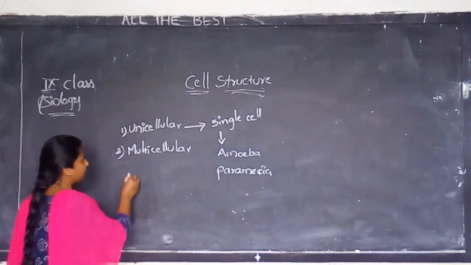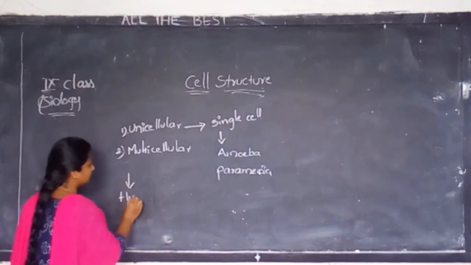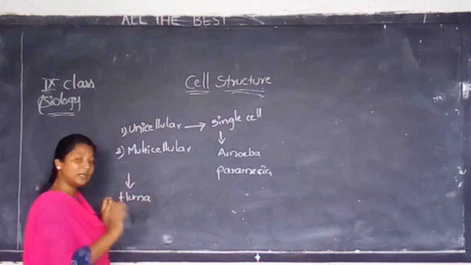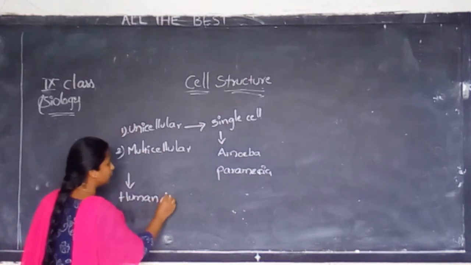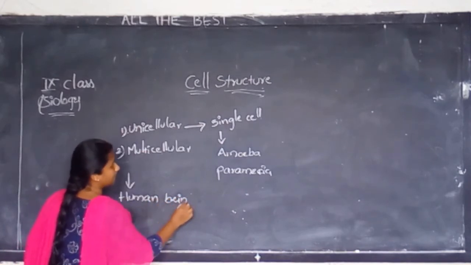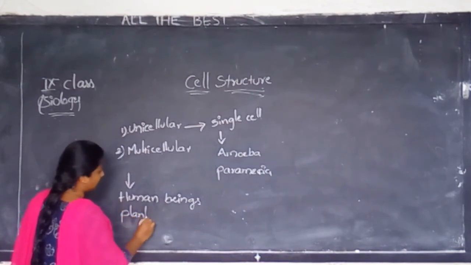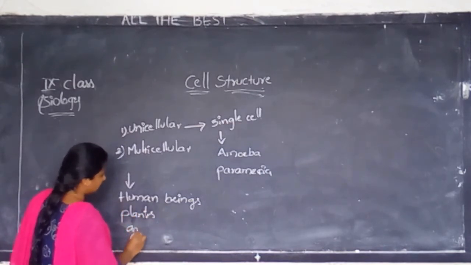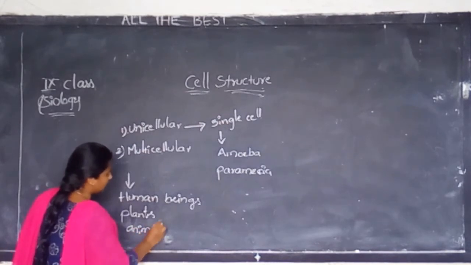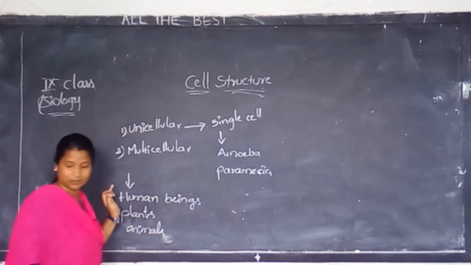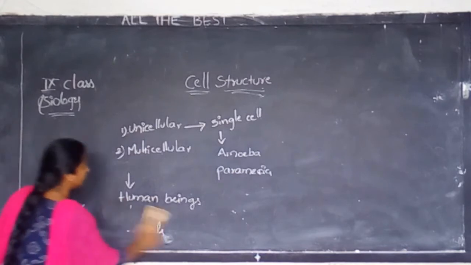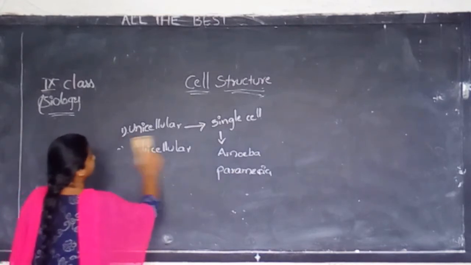You can take examples like human beings. We have millions of cells, right? Human beings, plants and animals. These are all multicellular. Okay? This is about unicellular and multicellular organisms.